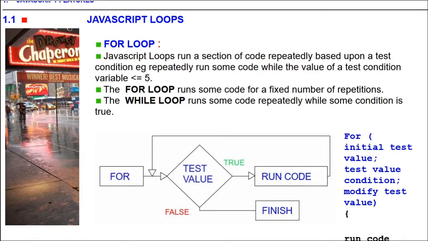For loop. A JavaScript for loop runs a section of code over and over again for a number of times that you specify, and it basically starts off with an initial value. For example, you can say x equals 1, and then it will test your initial value, your x variable, to see if it satisfies a certain condition. For example, you might want to print something 5 times, or calculate something 5 times.